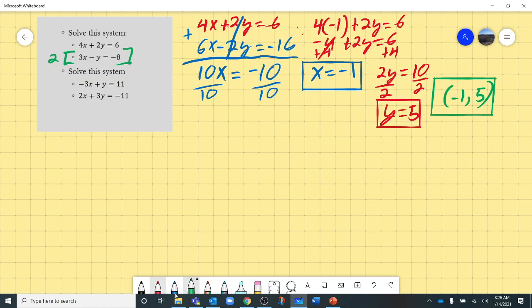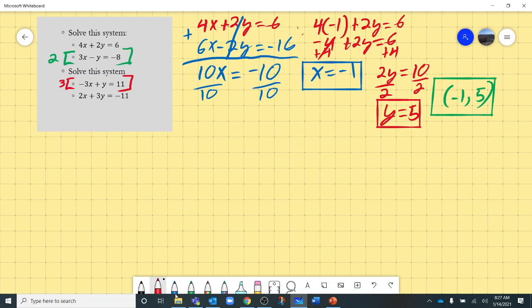All right, the second equation, we have negative 3x plus y equals 11 and 2x plus 3y equals negative 11. Again, we could multiply the bottom one by negative 3 and the top one by 2, but that's more work than we really want to do. So we're going to multiply the top one by 3. And that will give me a positive 3y. Oh, let's multiply it by negative 3. And we'll do by 3. We don't want to complicate things. Let's multiply it by 3, and we'll just subtract.